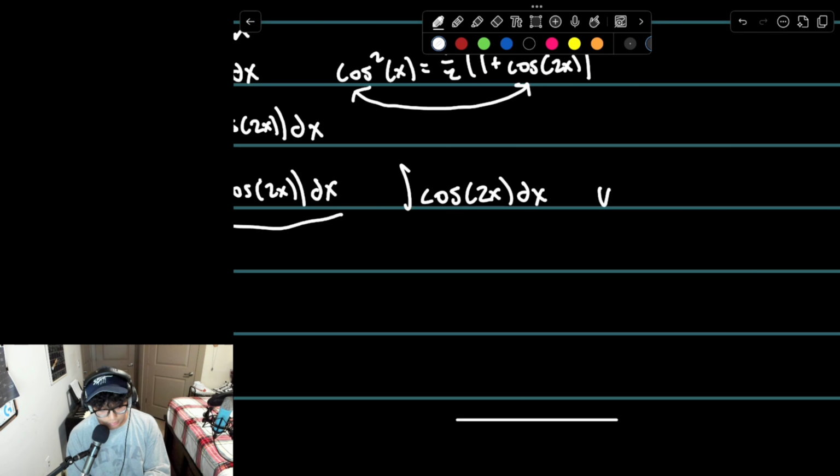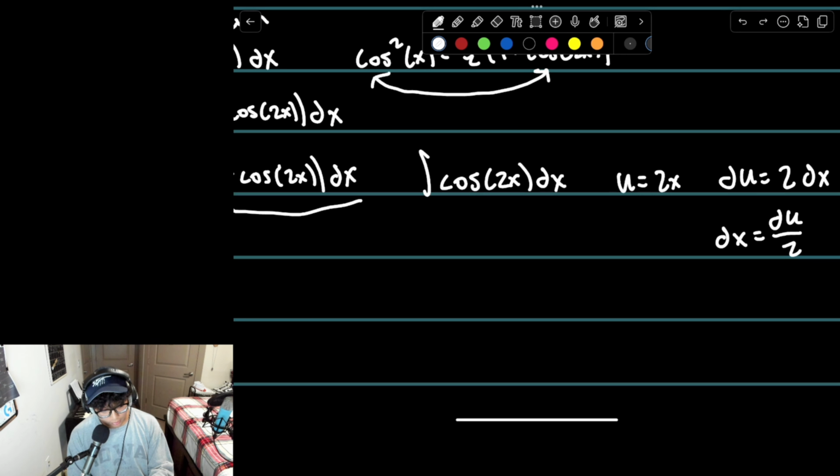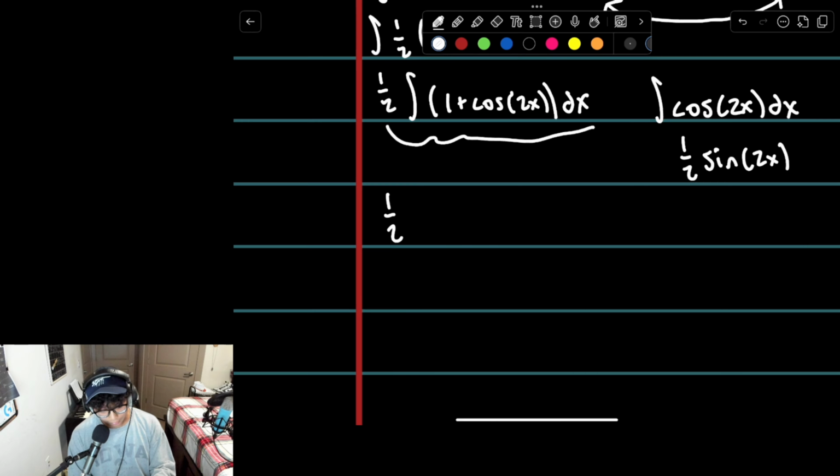In this case, this is just a simple u substitution, making u equal to 2x, du equal to 2 dx, and dx equaling du over 2. This then leaves us with 1/2 sine of 2x. And knowing that, we could just integrate everything, which is 1/2 times x plus 1/2 sine of 2x plus c.